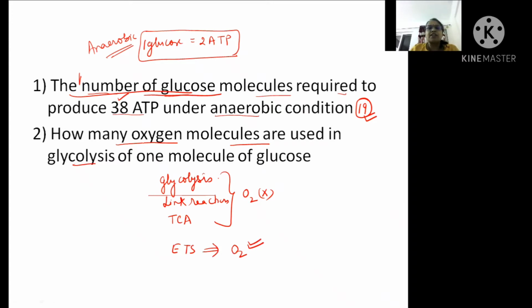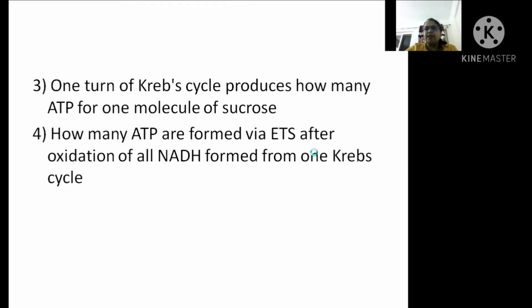And the question is asking how many oxygen molecules are used in glycolysis. So your answer will be 0. No oxygen molecule is used. Clear, beta? See the next question now. One turn of the Krebs cycle will produce how many ATP from one molecule of sucrose? So see carefully.